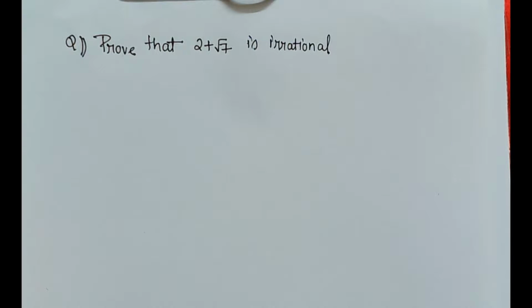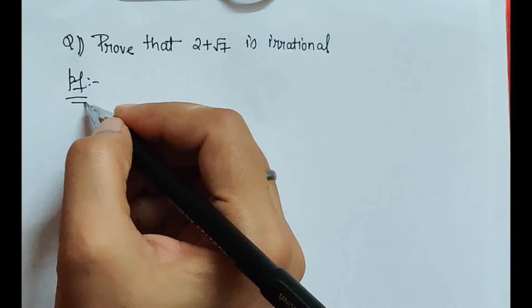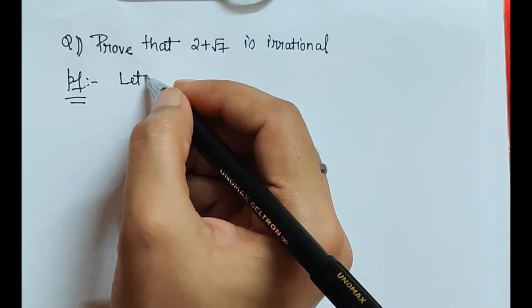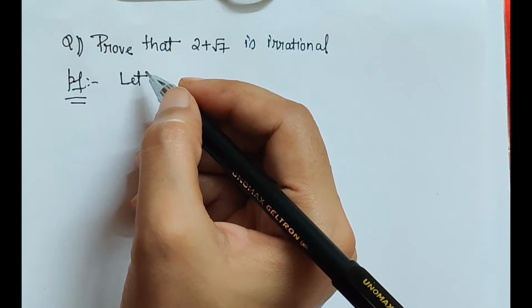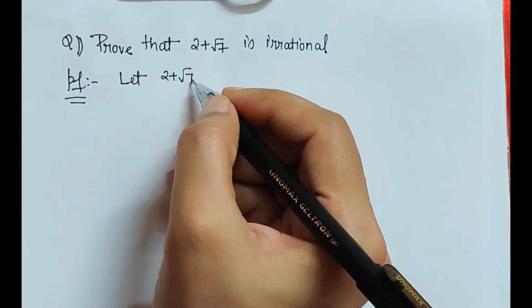Friends, in this video I'm going to explain how to prove 2 plus root 7 is irrational. As per the previous problem where we proved root 5 is irrational, here also we will consider exactly the opposite of what is mentioned in the question. So here we will assume, let 2 plus root 7 be rational.